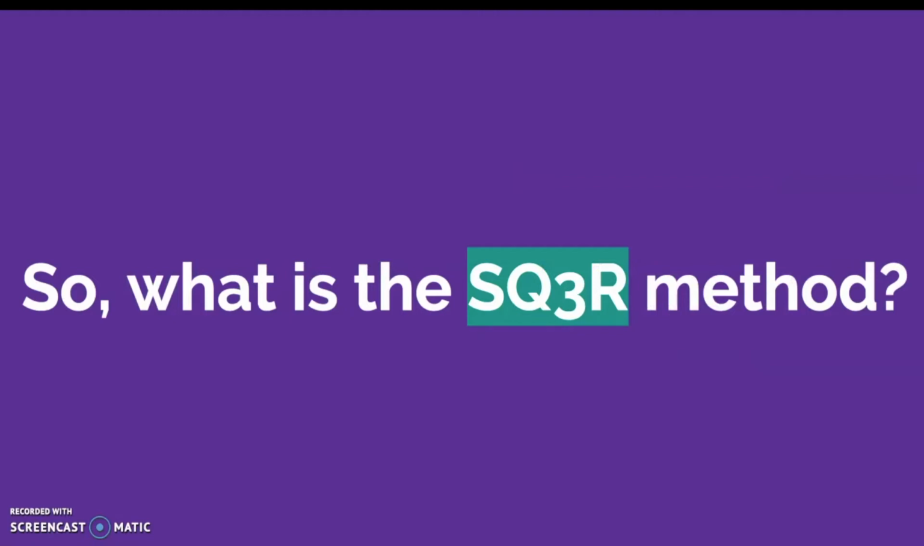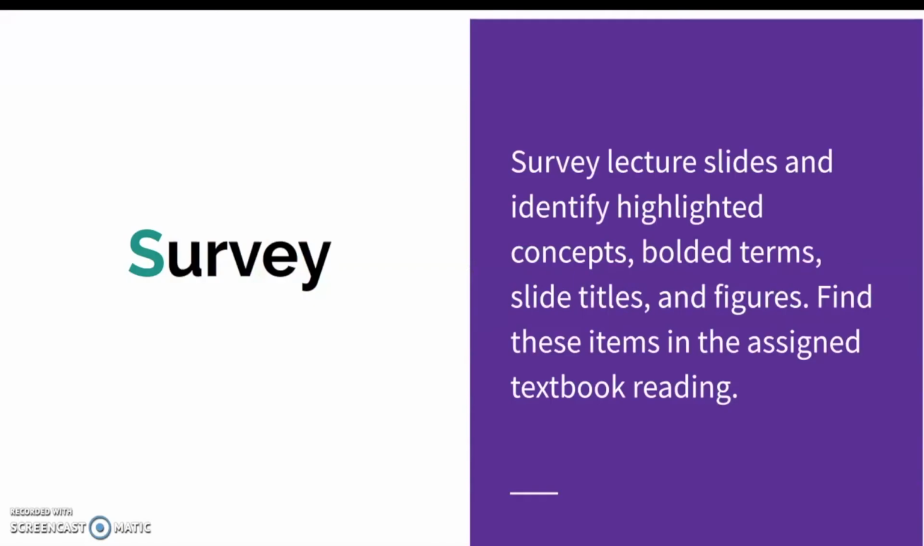So how can you use the SG3R method? First, survey. Survey your lecture slides and identify highlighted concepts, bolded terms, slide titles, and figures. Find these items in the assigned textbook reading.